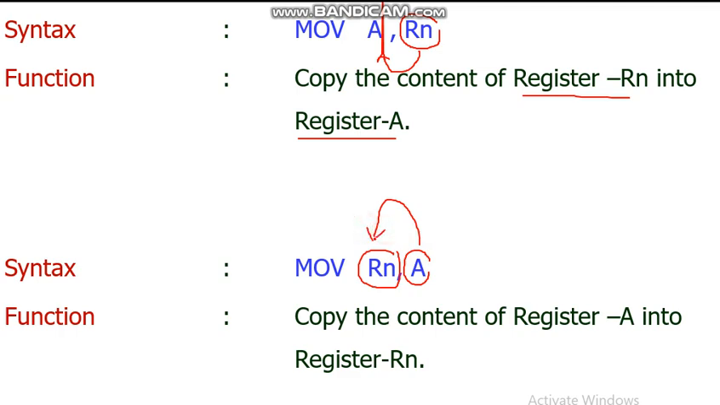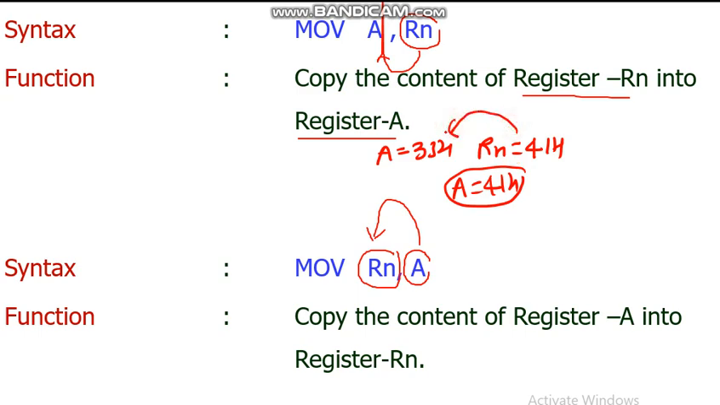So for example, let A equal to, say, data is 33H and Rn is, say, data 41H. So when we give this instruction, MOV A, Rn, so in A it will be 41H. This is what meaning of this instruction. So this will copy the content of Rn into A. So here we have Rn 41 that goes into accumulator.